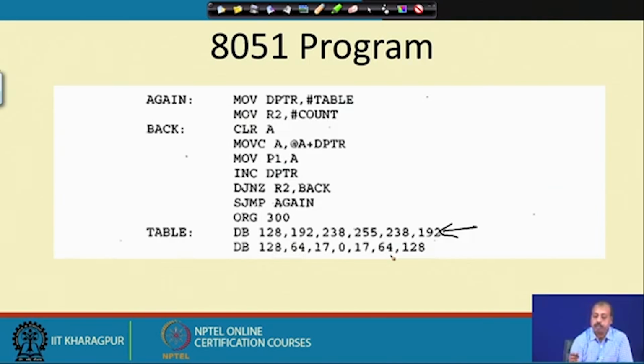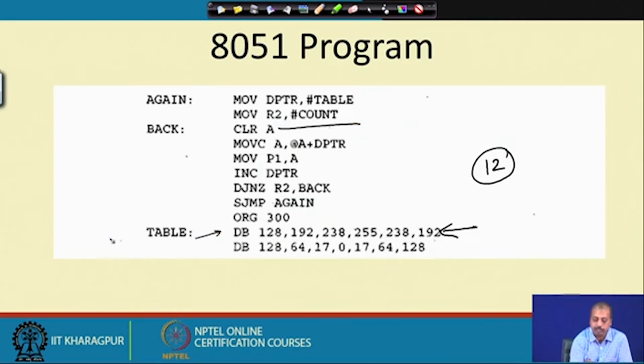So, what do I do? In the R2 register we put the count value, which is the number of steps we have here: 1 2 3 4 5 6 7 8 9 10 11 12, and then 13 will be coming back to the start. So it is 12. R2 will be holding the count value, and we clear the register A and do MOVC A, @A+DPTR. DPTR is holding the address of this table.